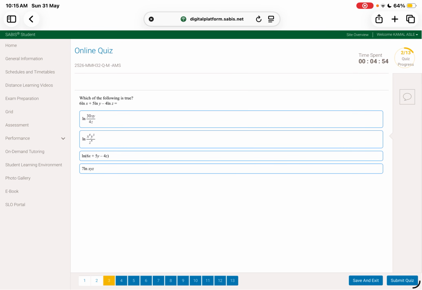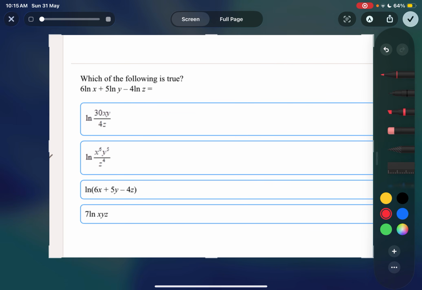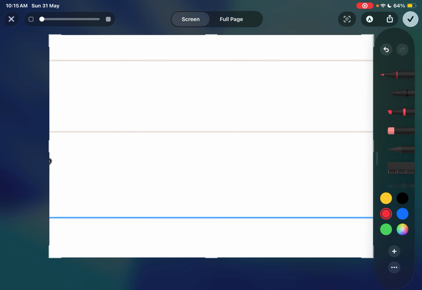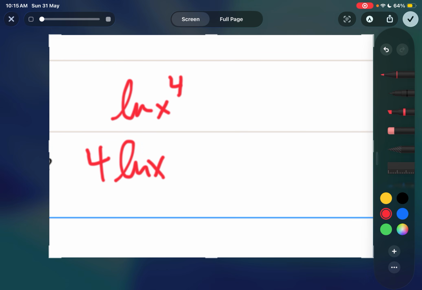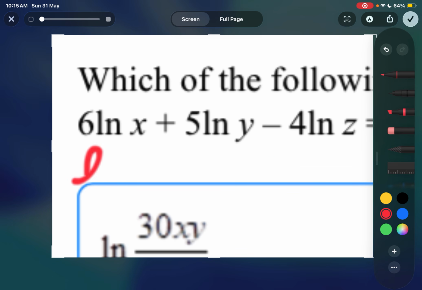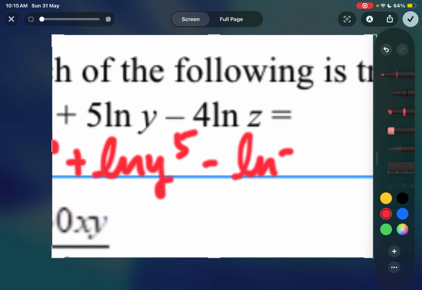Question number 3. This is very, very simple. 6 ln x plus 5 ln y minus 4 ln z. Here you know that when you have ln of x to the power of 4, how can you simplify it? It will be 4 ln of x, right? And here let's put it back how it was. So here it will become ln of x^6 plus ln of y^5 minus ln of z^4.